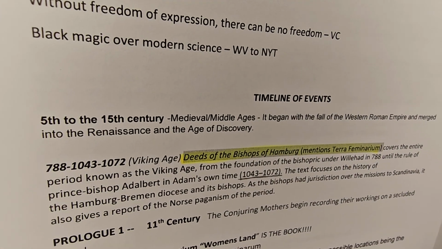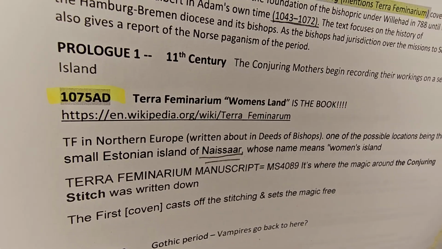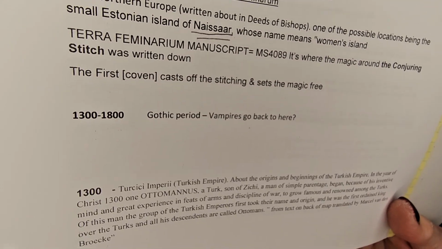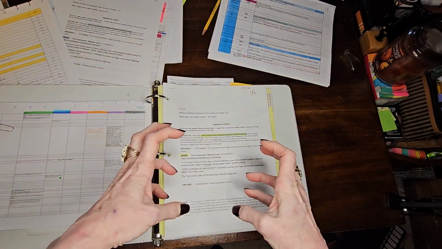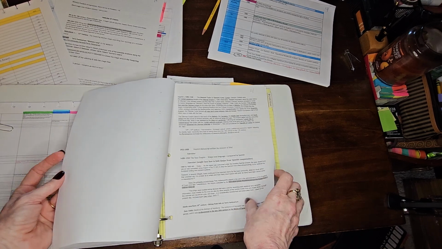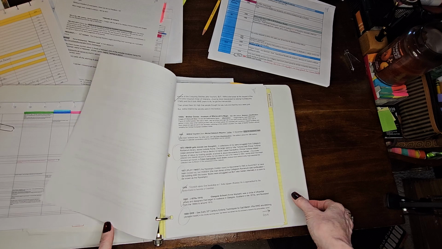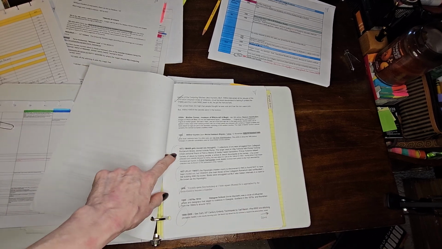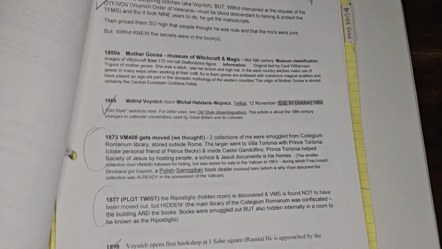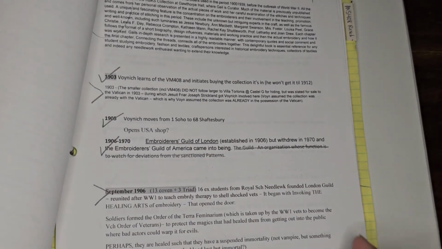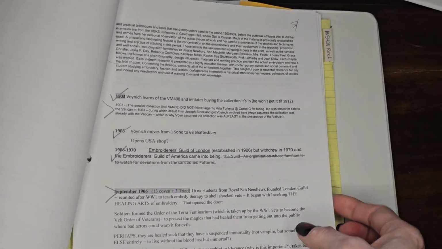And then I've got 788, 1043 to 1072. Then I've got a prologue. Then I've highlighted 1075 AD, 1300 to 1800. So you can see these are just notes to myself about things that were happening in history that may or may not have bearing on my story. And then you'll see over here, I've started checkboxing and circling items. Okay, so again, I'm just using this as a springboard to get myself into the actual writing of the book.